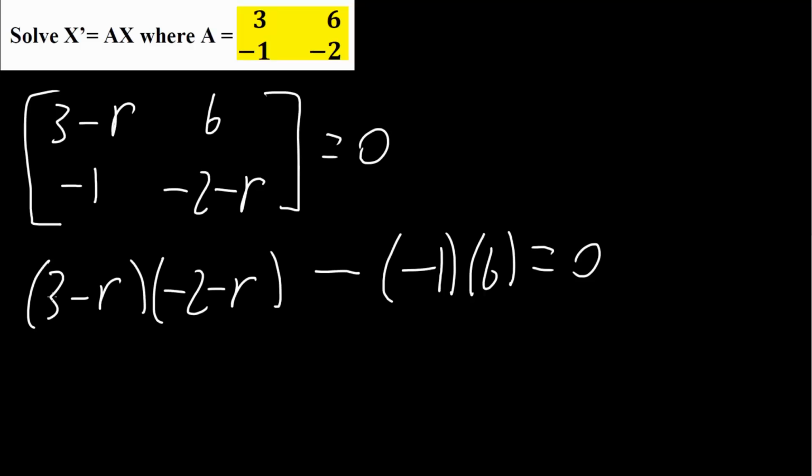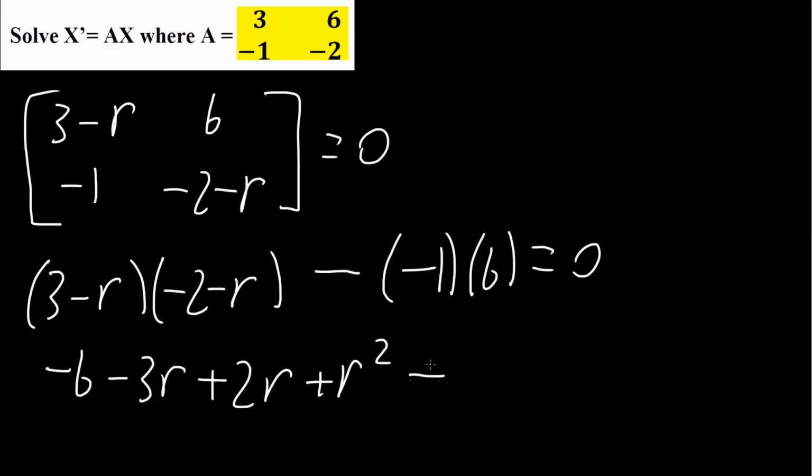And we would get, so 3 times -2 is -6. 3 times -r is -3r. -r times -2 would give us plus 2r. And -r times -r would produce plus r squared. So minus is positive, so +1 times 6 is plus 6 is equal to 0.